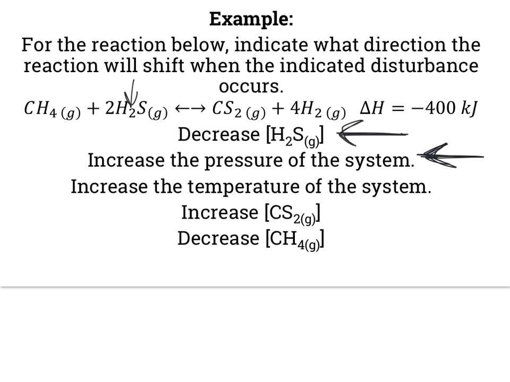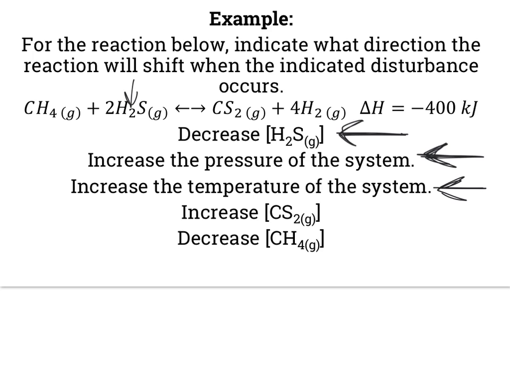Okay, if I increase the temperature, this is exothermic, which means heat should be a product. If I increase products, then I'm going to shift away from them. If you have too little on one side, you shift towards it. If you have too much on one side, you shift away from it. So this says we're increasing our product, which means we're going to the left.